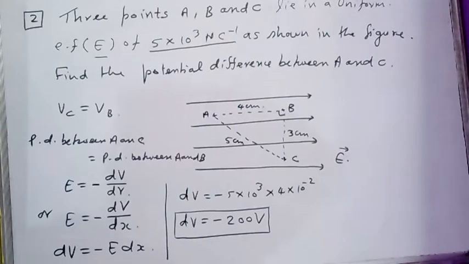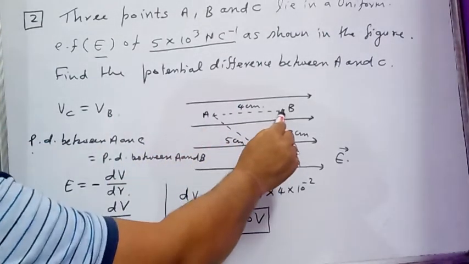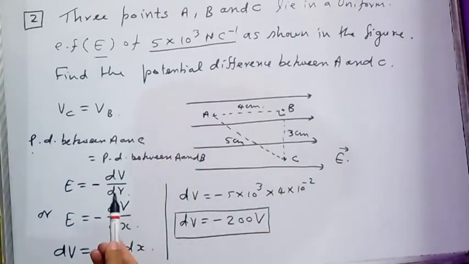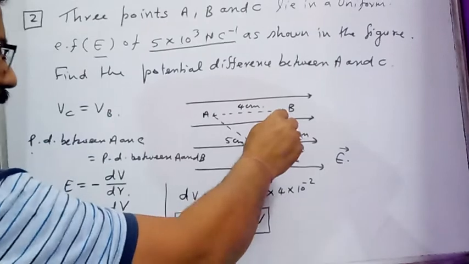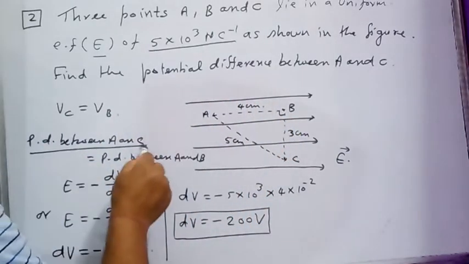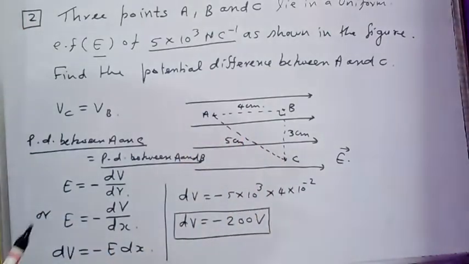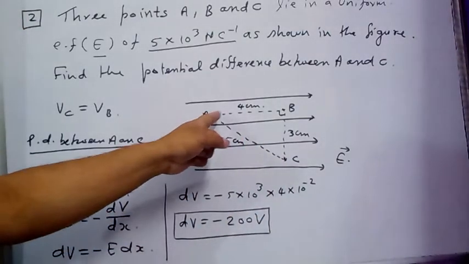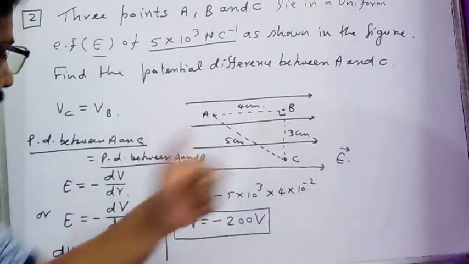So the potential at point B is going to be the potential at point C. That is why the potential difference between points A and B is the same as the potential difference between points A and C. So if we can find the potential difference between points A and B, that would be equal to the potential difference between points A and C.